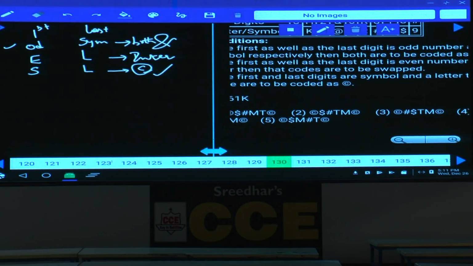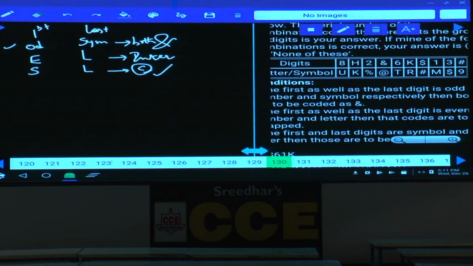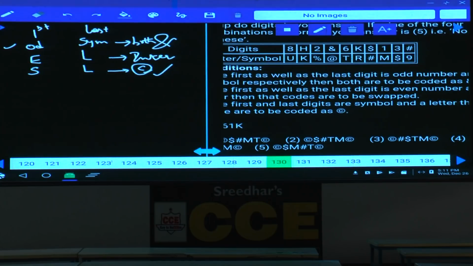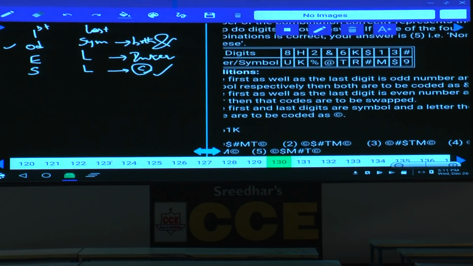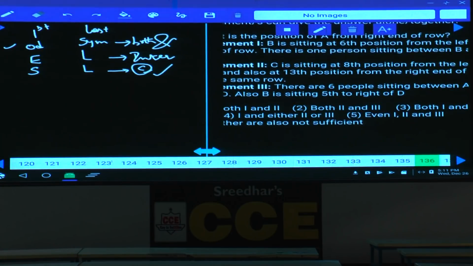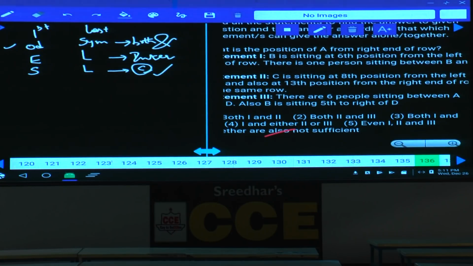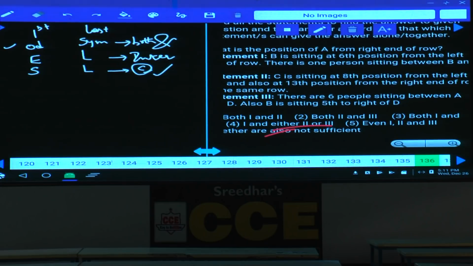Only 1 and 2. Now, we are left with only 1 and 2 in this. In this only 1 and 2, tell me what is your answer here? Second option. It is choice 2. Done?